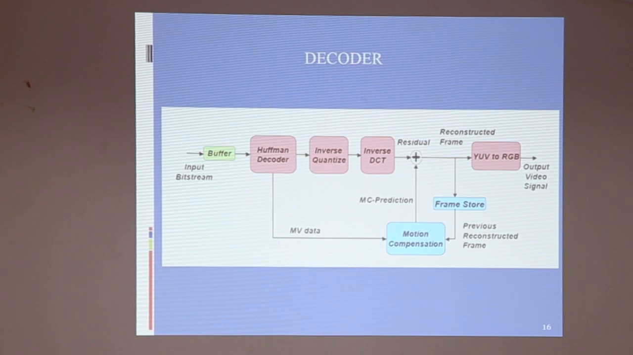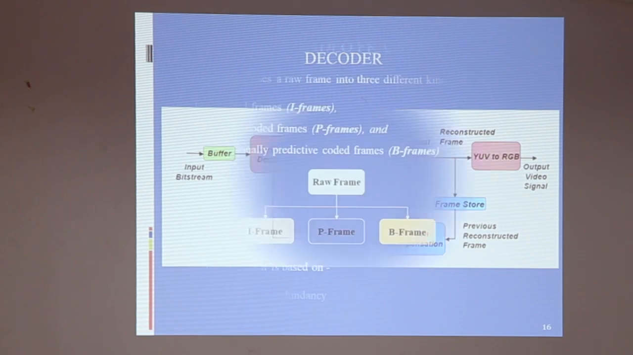Then at the decoder we will be doing the operations in the reverse order. The last step at the encoder was entropy coding, so the first step will be decoding of those values, which may be Huffman or any other coding. Then inverse quantization, then inverse transformation and so on.